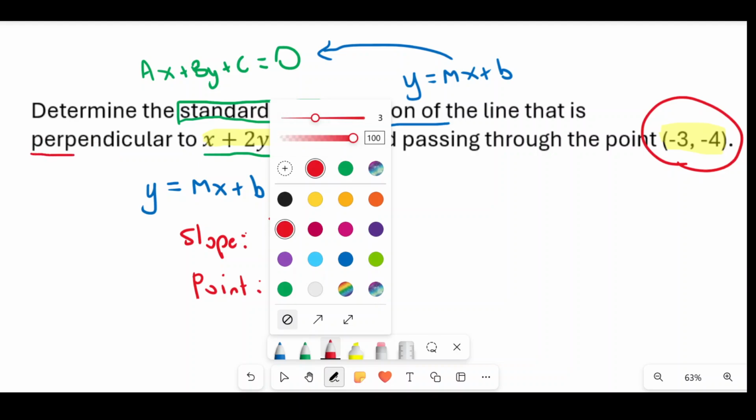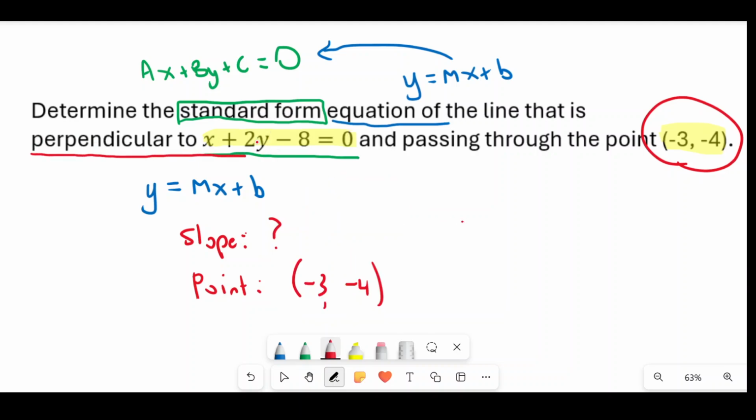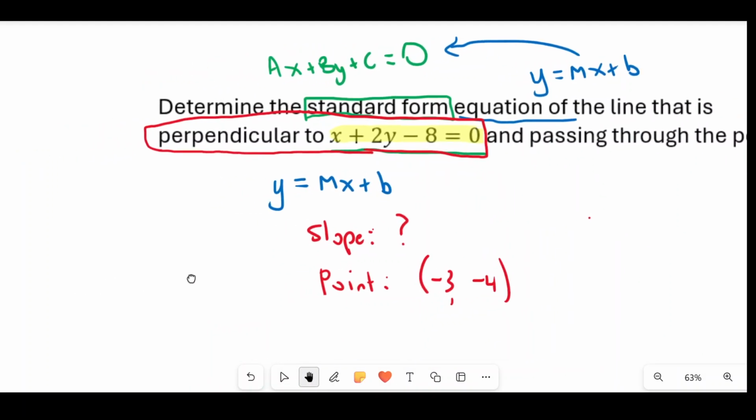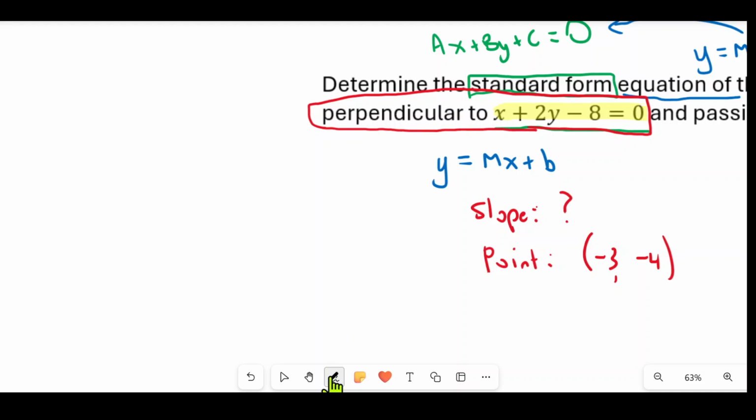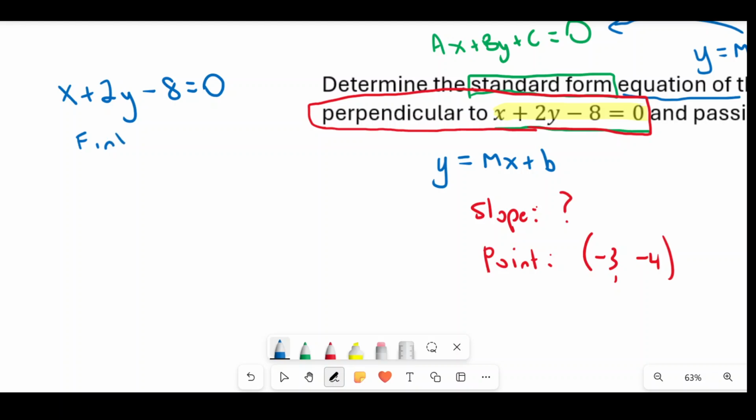We're given information about another line that is perpendicular to our line. So the word perpendicular tells us that there's a connection between the slopes. This line has a certain slope, and my line's slope is perpendicular. So that means I need to find the slope of the line I was given so that I can find my slope. So that's where we're going to start our algebra here. I'm just going to move to the side and rewrite that so my screen doesn't get too messy for you. This is the line I was given, and I need to find the slope of this line.